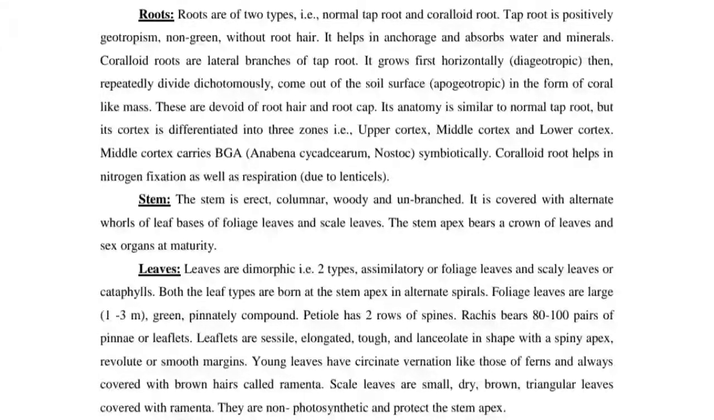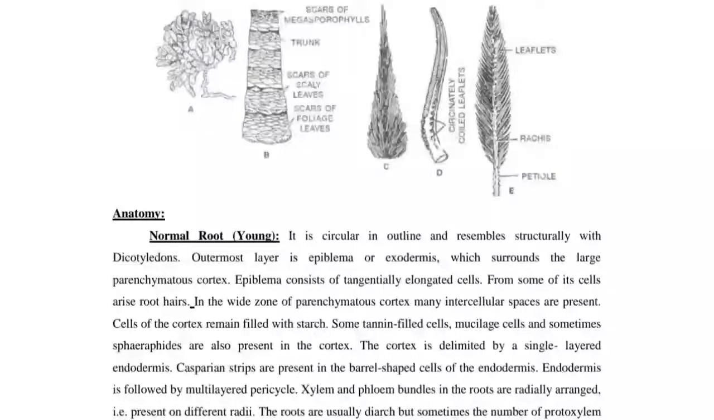Scale leaves are small, dry, brown, triangular leaves covered with ramenta. They are non-photosynthetic and protect the stem apex. Anatomy. Normal root, young. It is circular in outline and resembles dicotyledons structurally. Outermost layer is epiblema or exodermis, which surrounds the large parenchymatous cortex. Epiblema consists of tangentially elongated cells.